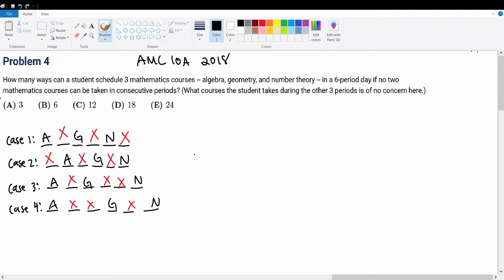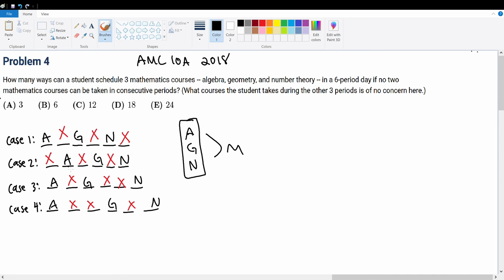So I've outlined the 4 cases that it can be, where A, G, and N denote the 3 math courses. We don't really care about which is which, all we care about is that these 3 are math courses. So for the sake of simplicity, I'm just going to call them M. Therefore, A, G, and N all fill a math slot. In case 1, we showed that they're all equally spaced from one another, and this can result in such a pattern.